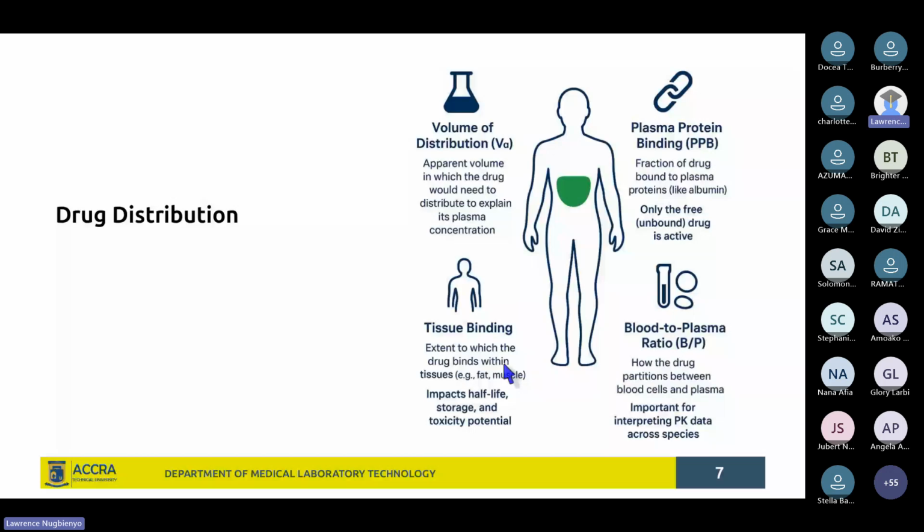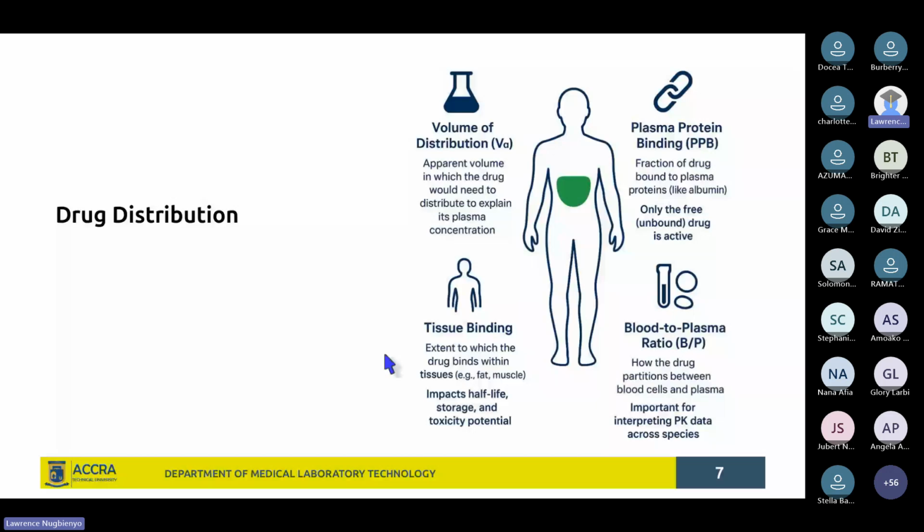Because even if you take the blood alone, not taking, let's say, the soft tissues in addition, the blood alone has components. You did hematology, and so you know that you have different components of the blood. You have some of the blood which is in plasma, and you have the rest that are bound to the blood cells. And this is also important for interpreting pharmacokinetic data across different species. Right. So that is about drug distribution.